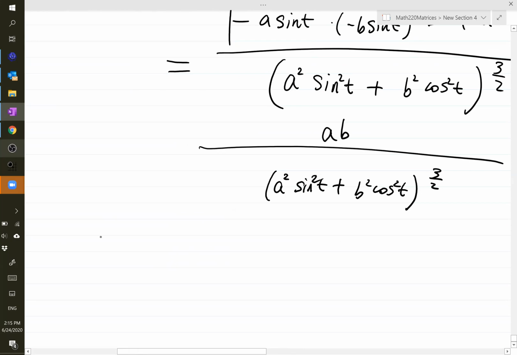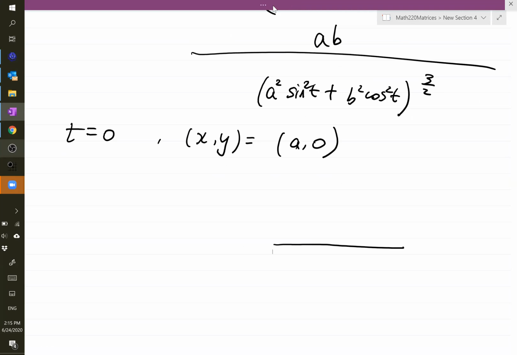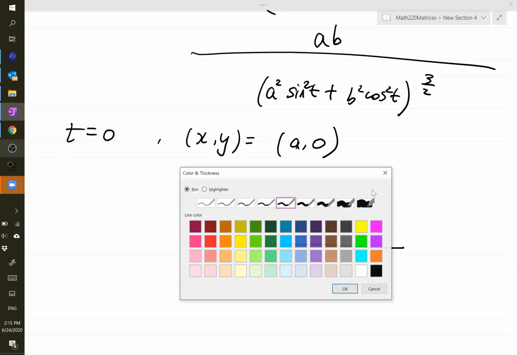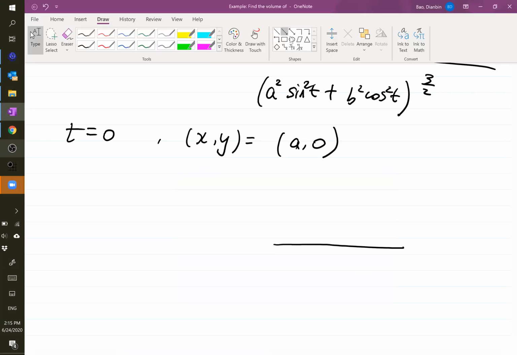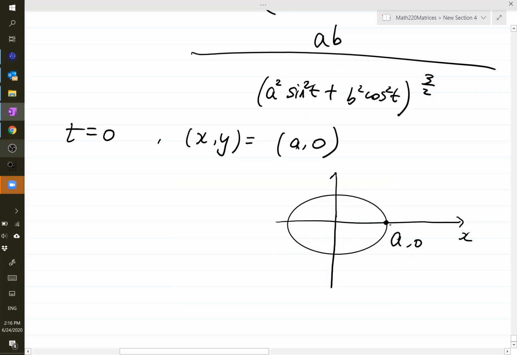So at t equals 0, we get the point (x, y) equals (a, 0). Let me plot. So this is the point (a, 0) on the x axis. You see that at (a, 0), the curvature is the largest.